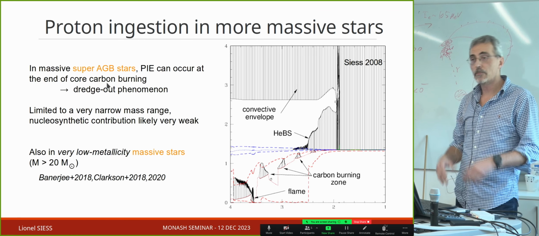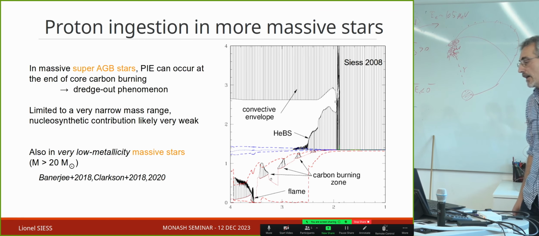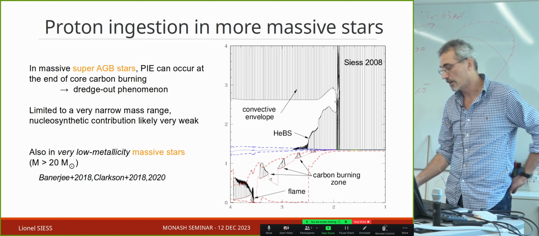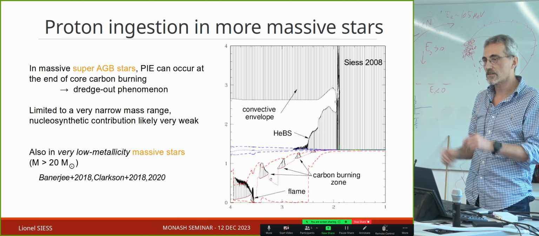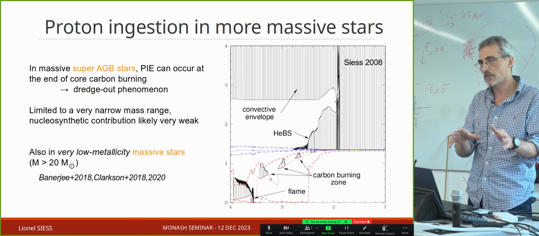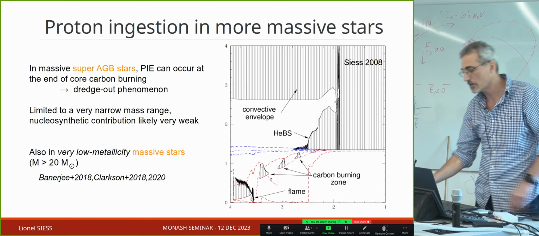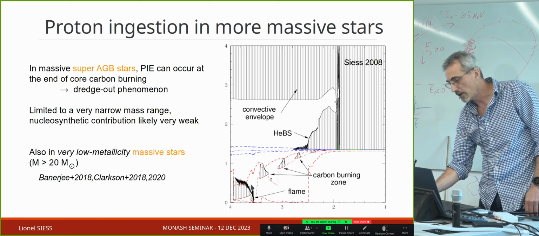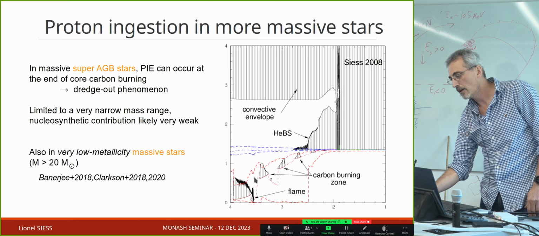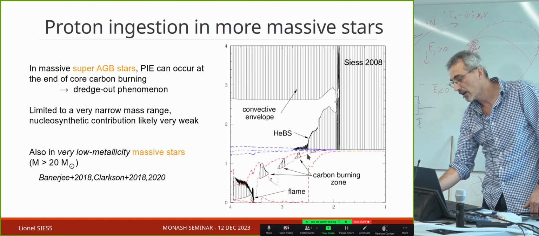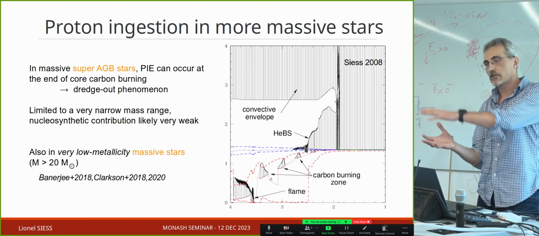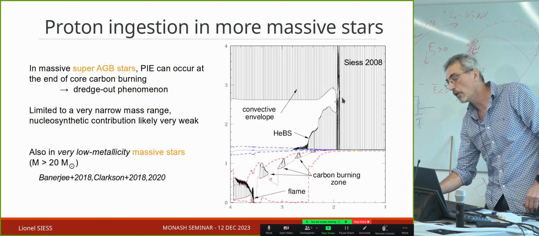But it also happens in more massive stars. It happens, for instance, in super AGB stars. So super AGB stars are the stars that make the transition between AGB and massive stars. So they ignite carbon off center, as you can see here. Then it's a little bit complicated. You have some flame, and eventually, in the more massive ones, in the helium-burning shell, there is a convection zone that grows and eventually merges with the envelope.